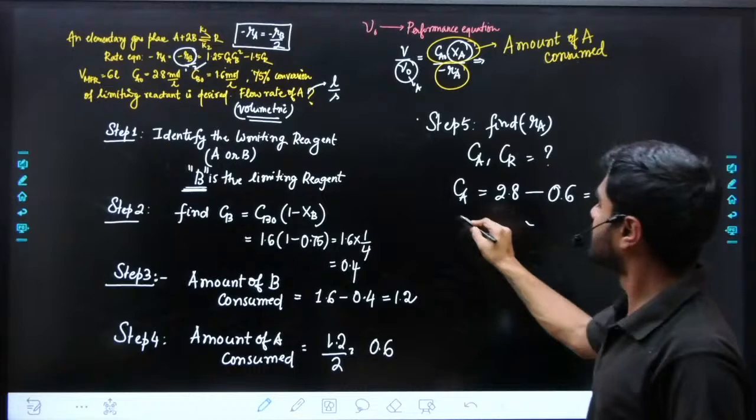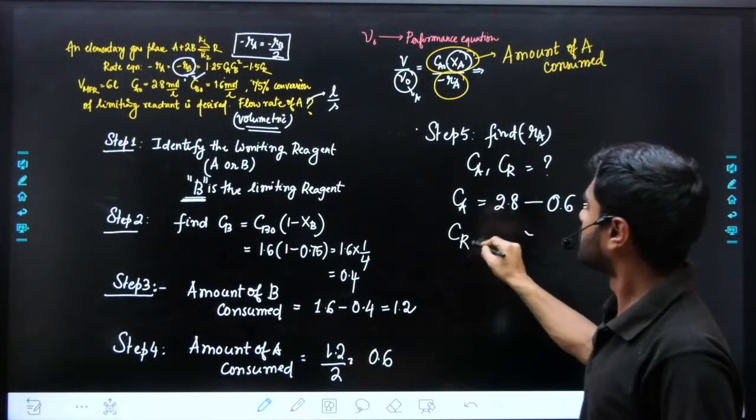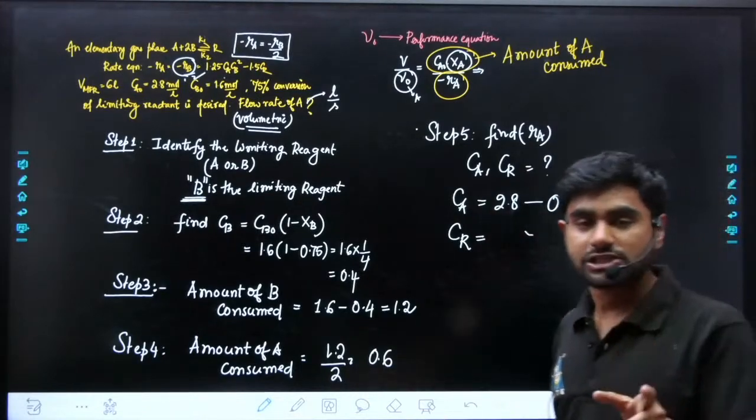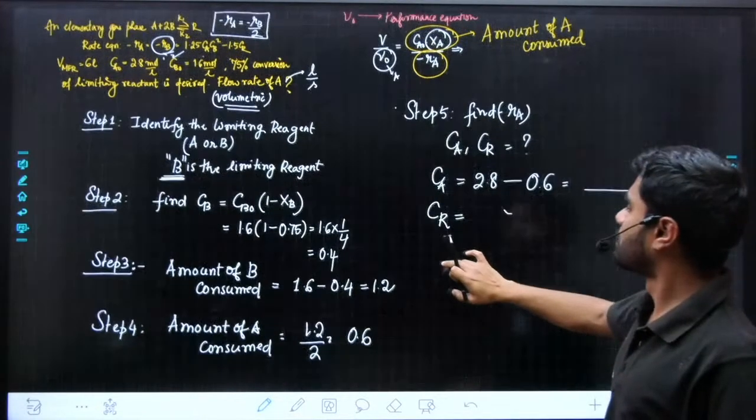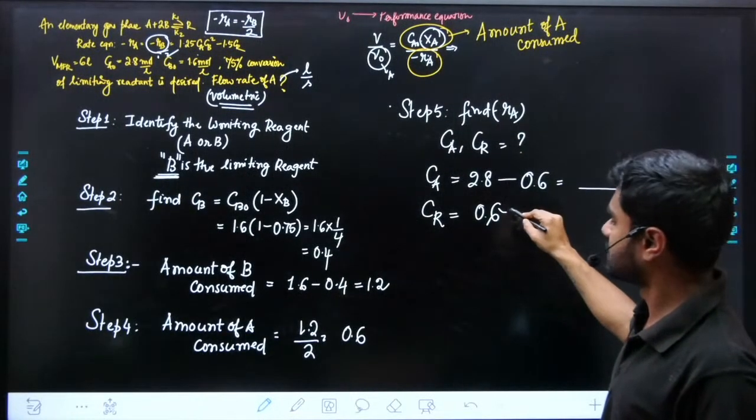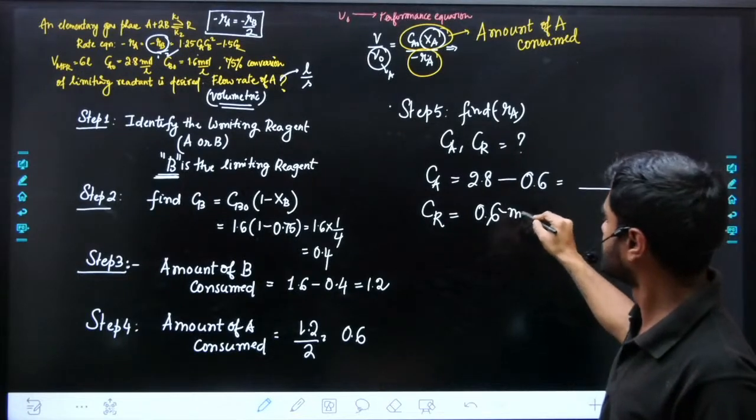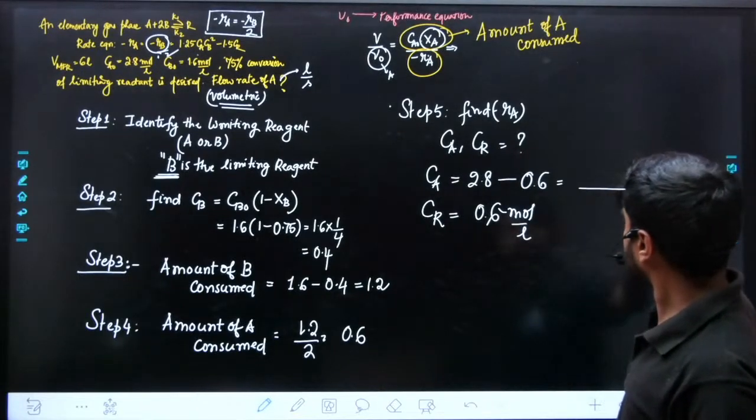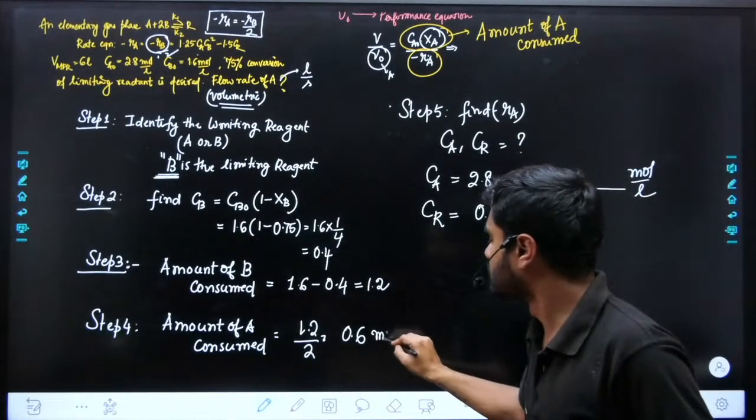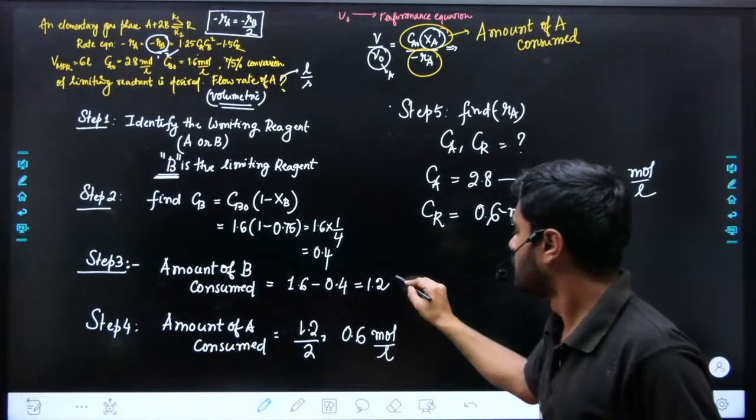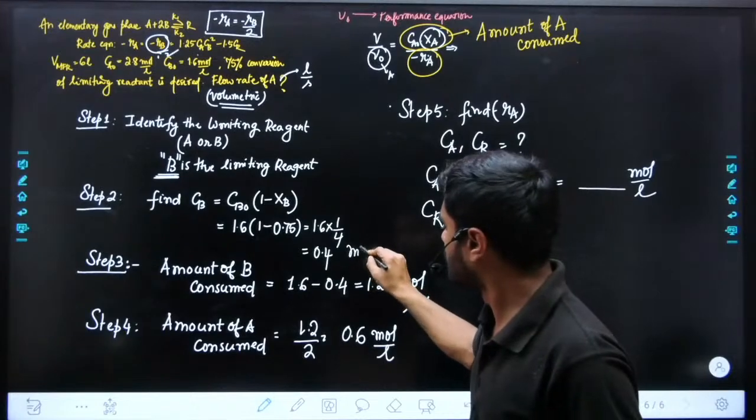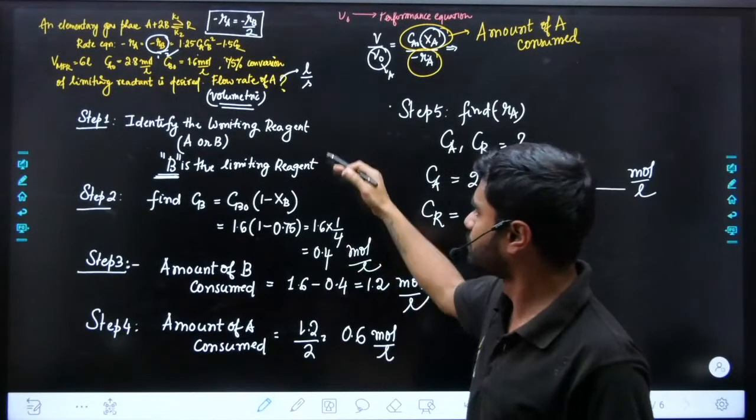So accordingly the CR will be how much? Which will be the consumption of A. How much amount of consumption is there? 0.6, and for that we need the value of 0.6 as CR. Now I just write mole per liter here, and here also mole per liter, and here also mole per liter. Make sure everything is written clearly so that we can know how we are proceeding.